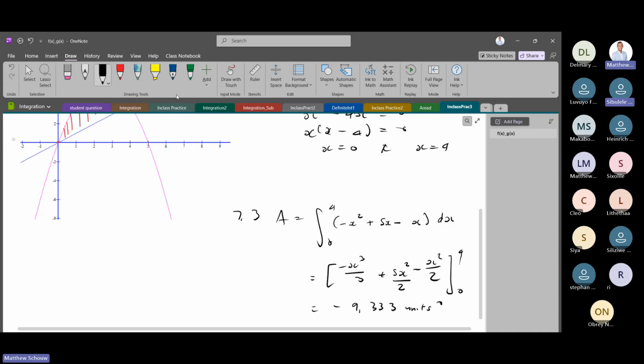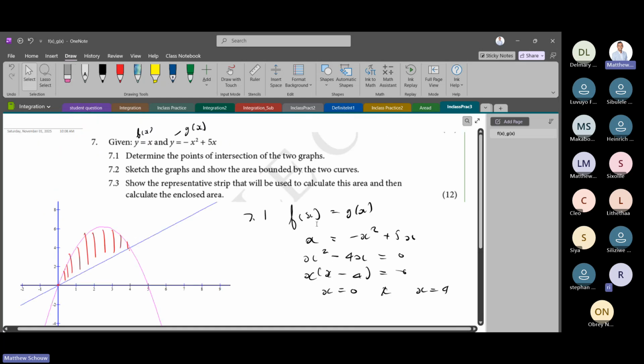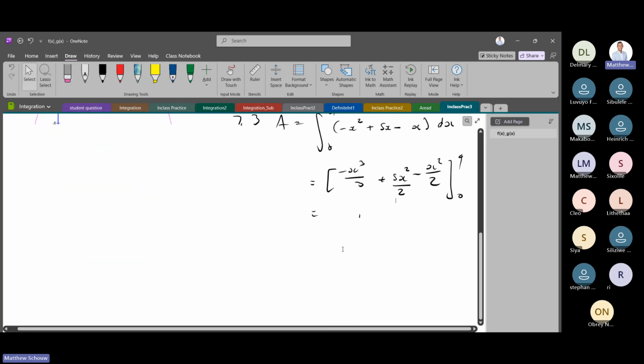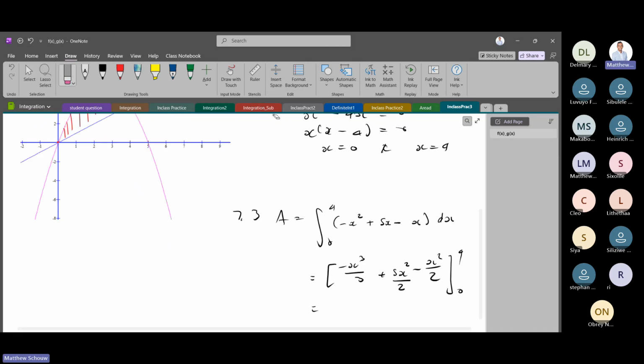Sorry guys, I got thrown off there. It is 5x. Remember, it's 5x here. The graphing threw me out. So the answer's probably right here: it's 5x squared over 2. There we go. So it's g of x, which is this over here.